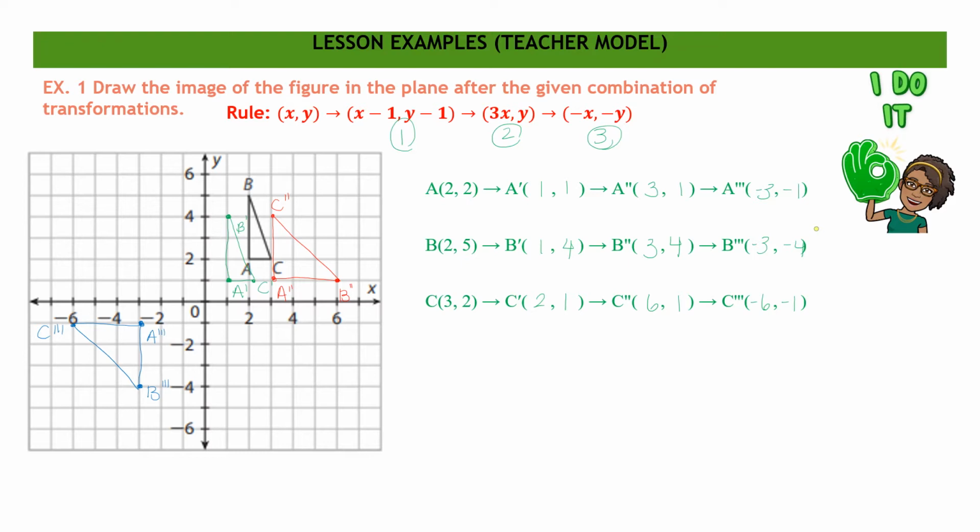And here we are, ladies and gentlemen, we have our image after our 3 transformations. We originally had our pre-image of A, B, C, and we are ending here with our image A triple prime, B triple prime, C triple prime.